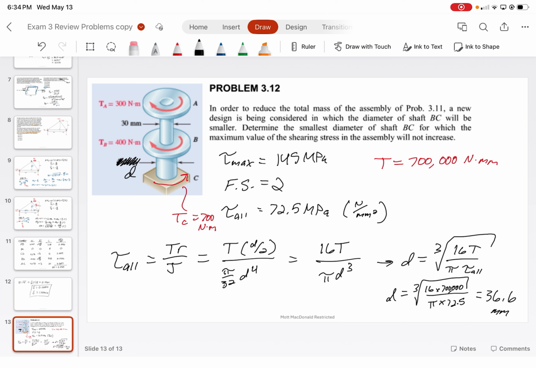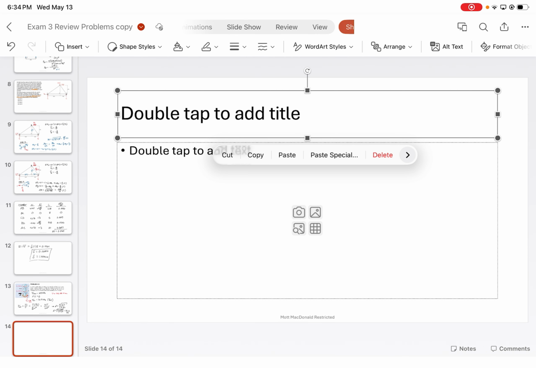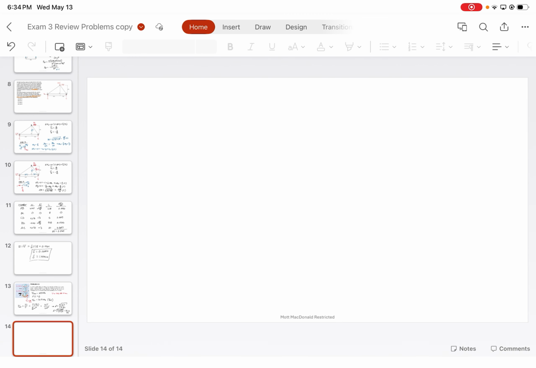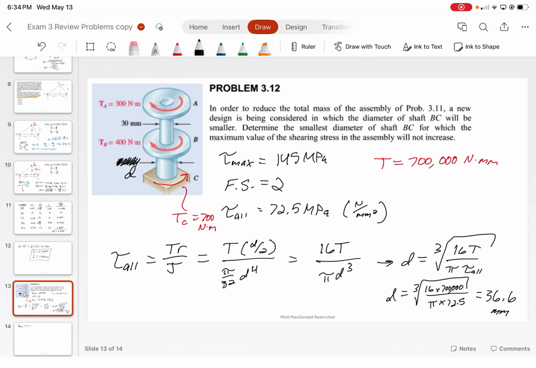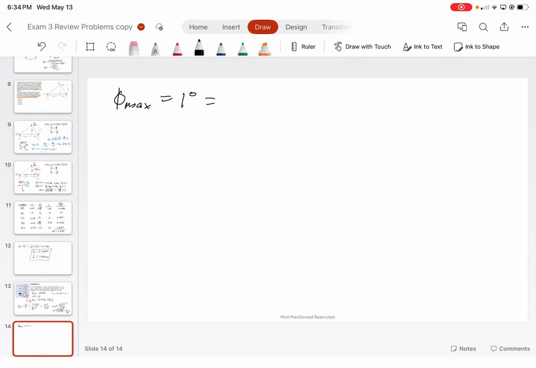Now, if I asked you guys, design it so that the rotation is limited to, let's say, 1 degree. All right, so we'll say that phi max is equal to 1 degree. All right, so we're applying now a serviceability criteria to it. And this is going to be the rotation at, let's say, joint point A. So this is the max rotation at A. What this is going to equal is basically the sum of all of the TL over GJs for each.